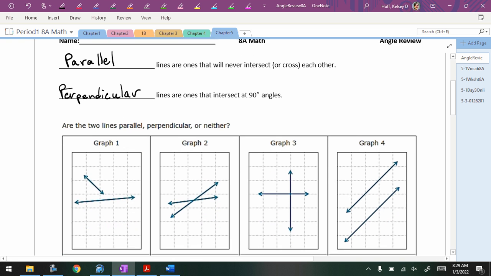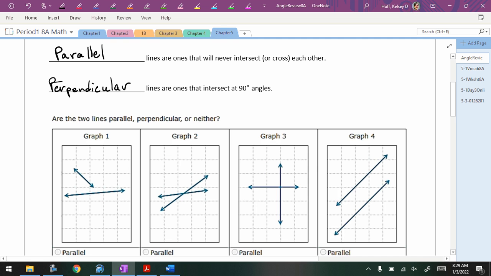Take a minute on your own and answer those 4 questions. Are they parallel, perpendicular, or neither? If they cross, but not at 90 degrees. Parallel means they never touch. Perpendicular says they have to cross at 90 degrees. Neither would just be two lines that cross at some angle we don't know.